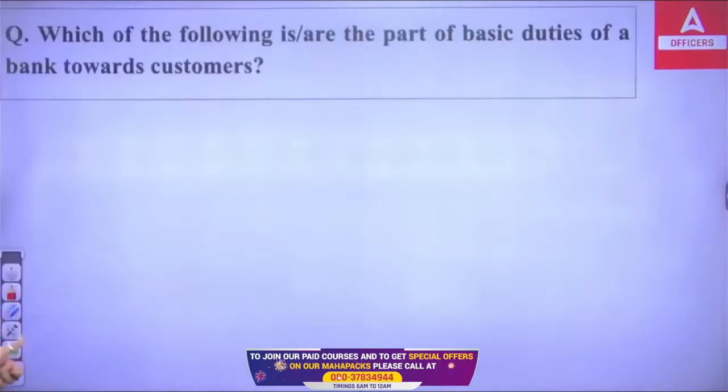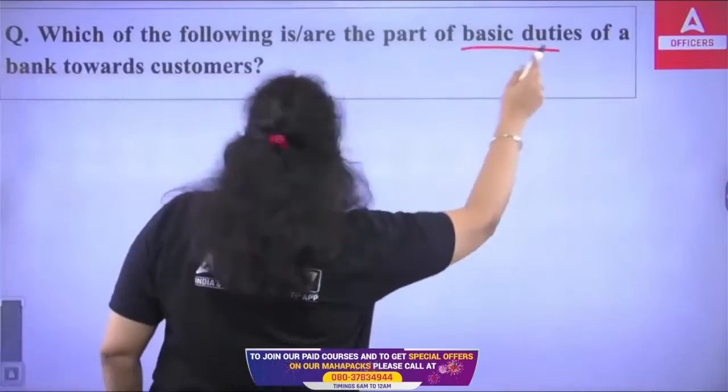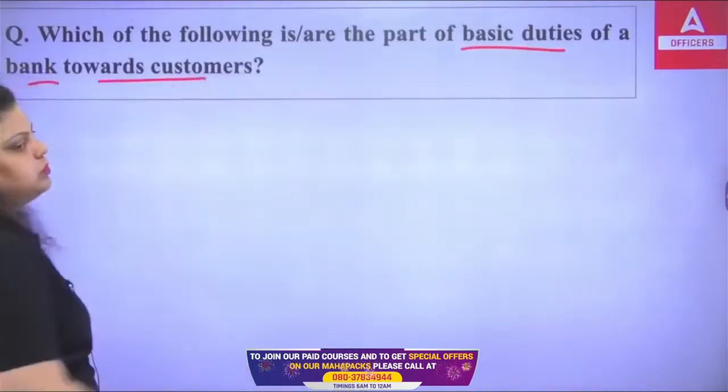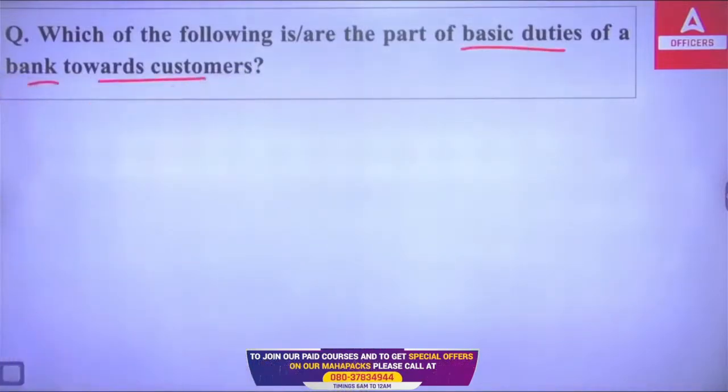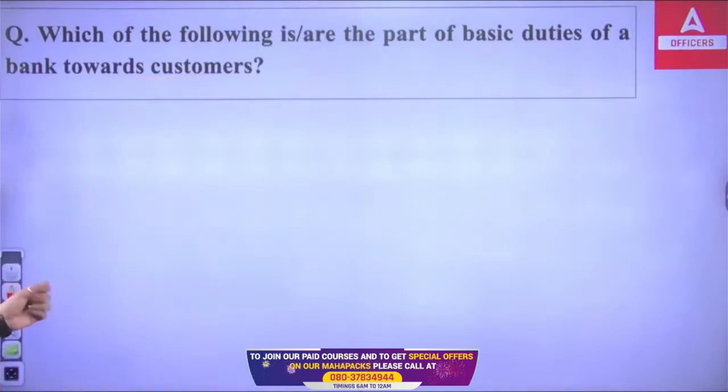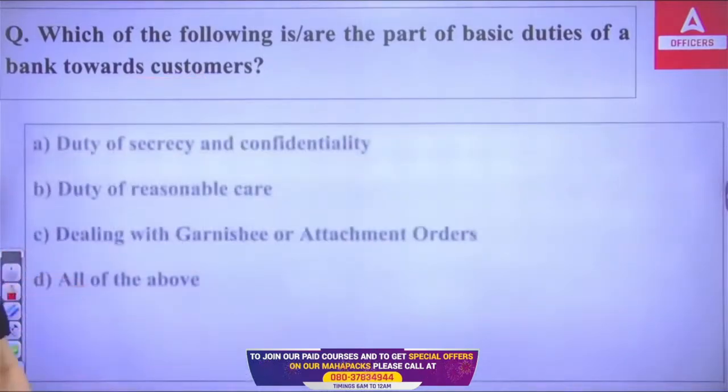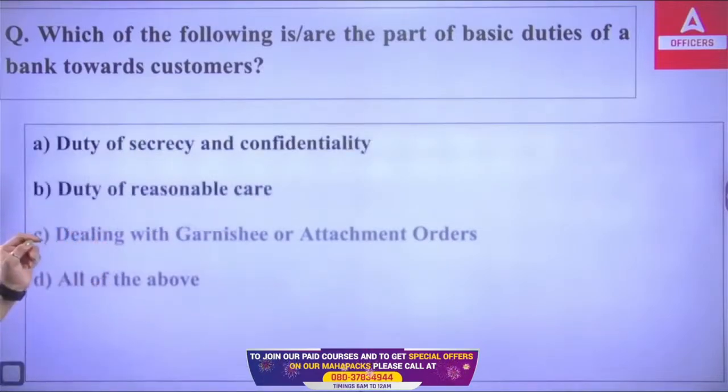Now the next question is about which of the following are part of the basic duties of a bank towards the customer. So a bank has certain duties, certain responsibilities toward the customer. Out of these four, which of the following is the duty of a bank? First, duty of secrecy and confidentiality. Second, duty of reasonable care. Third, dealing with garnishee or attachment order. Fourth, all of the above.